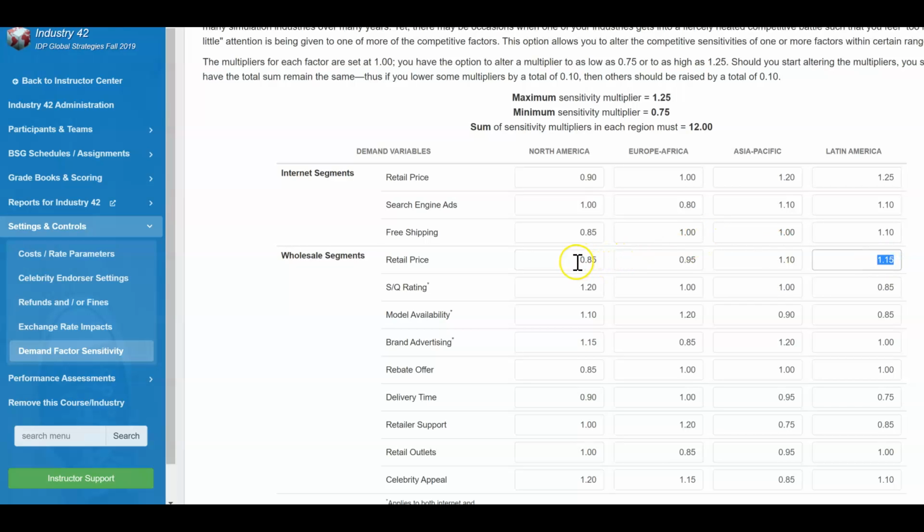But since North Americans are not very sensitive to price, I did make them very sensitive to quality, SQ, style quality, while I made Latin Americans very insensitive to quality. So you could see how the students have to discover how sensitive their customers are in each region to all of these factors. This is, to me, one of the biggest learning aspects of the simulation, is them discovering how to create a customer profile based upon their customer sensitivities to different determinants of demand or marketing determinants.